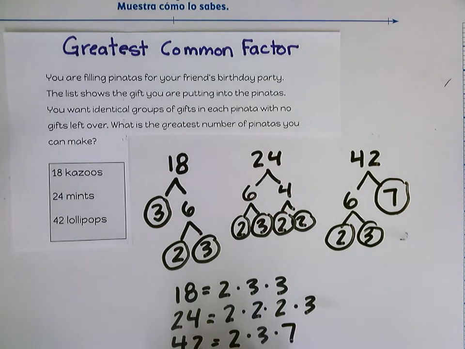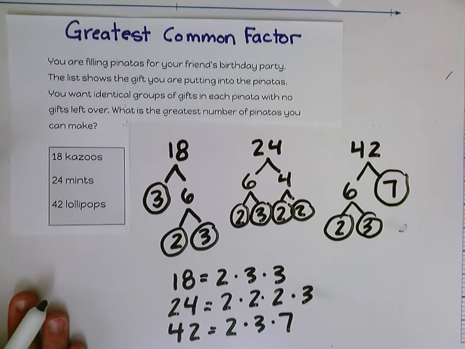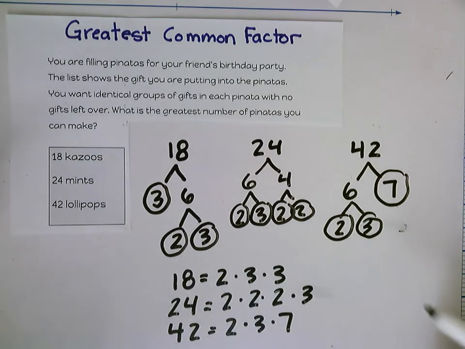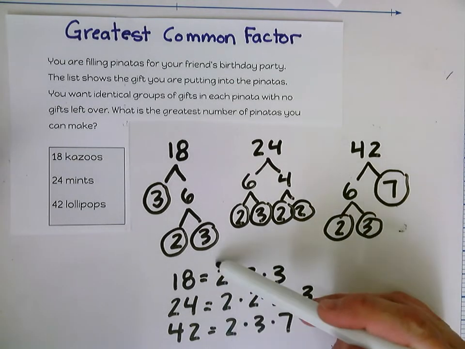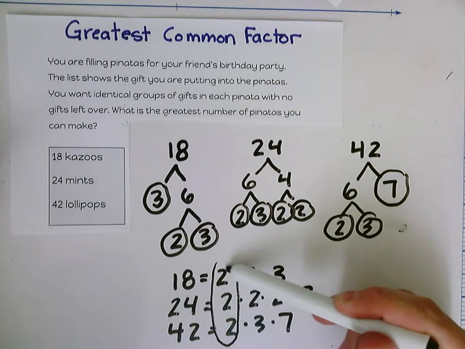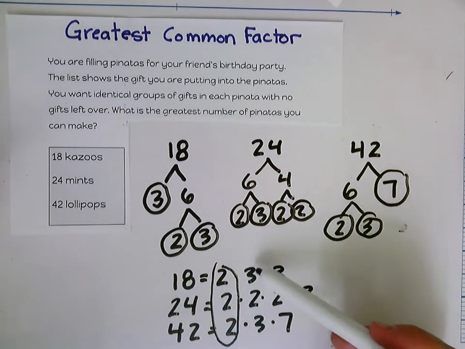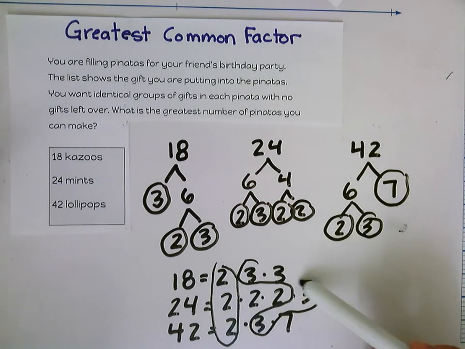Now, I have 3 numbers here that I am going to try to find my greatest common factor of. So I want to find my common prime factors of 18, 24, and 42. So what I'm going to do is I'm going to see which repeats. Every one of these has a 2, so I'm going to circle all of the 2's. And I notice that every one of these has a 3. So I'm going to circle my group of 3.